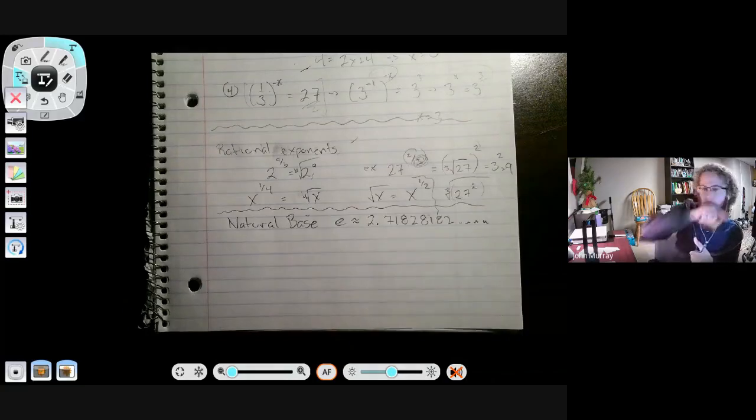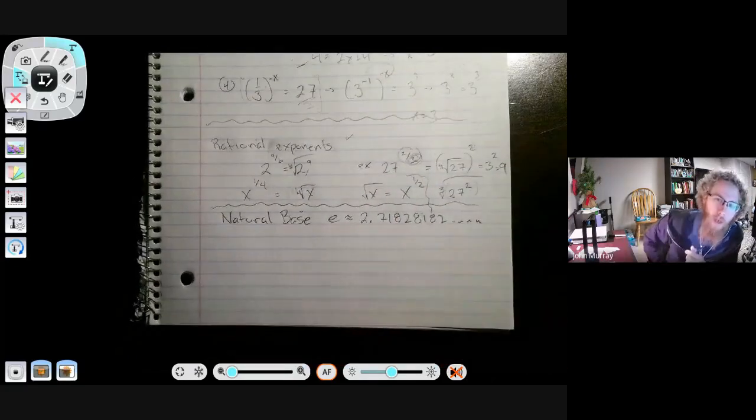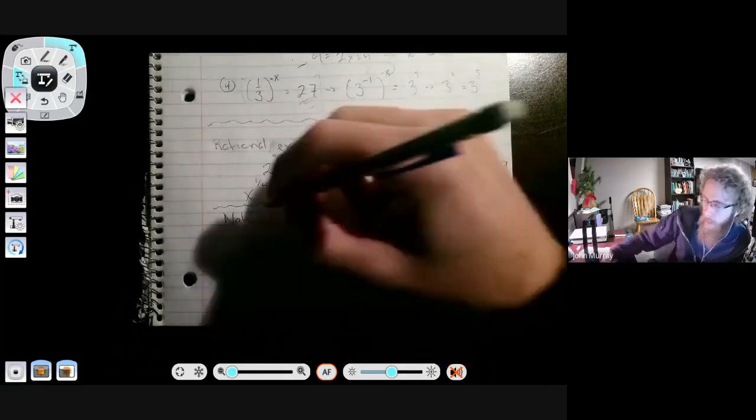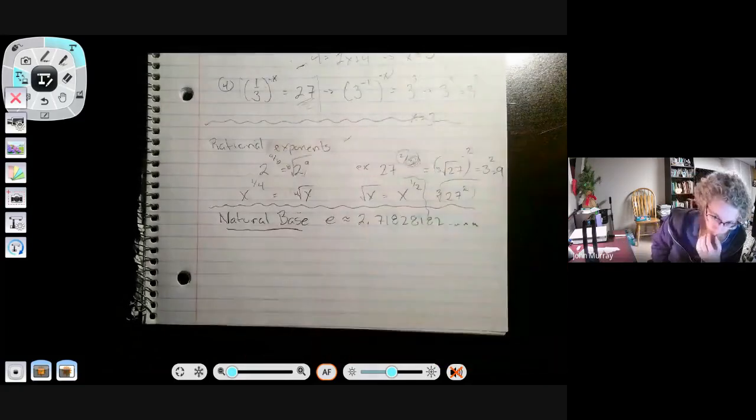They measured the circumference of the circle, divided it by the diameter, and every circle that they looked at, they ended up with 3.1415, blah, blah, blah. So that's a naturally occurring number. It occurred so much in nature that they assigned it pi. It's the same thing here with e. Again, that's called our natural base.